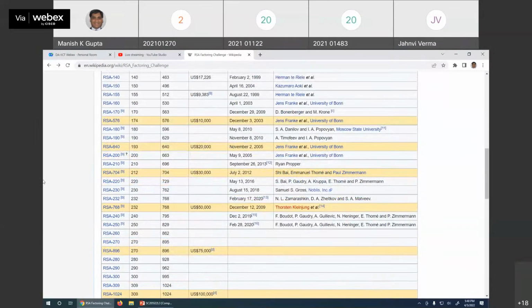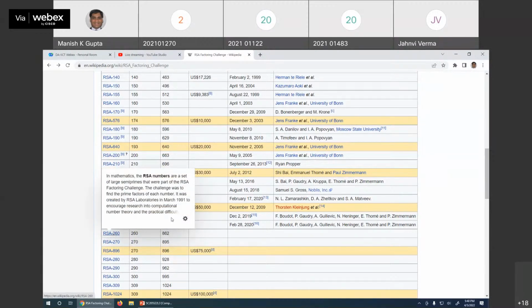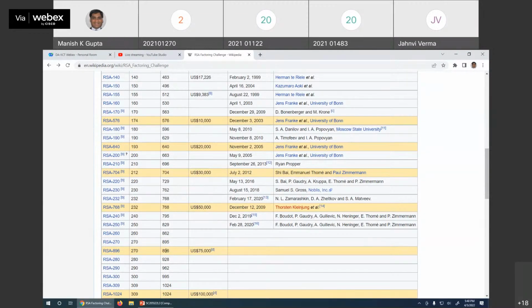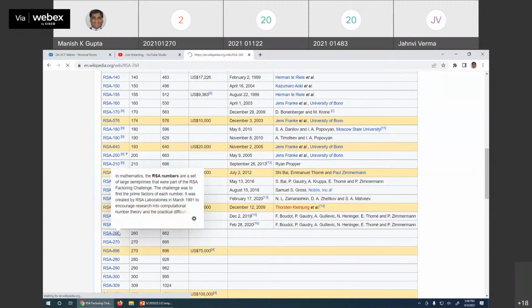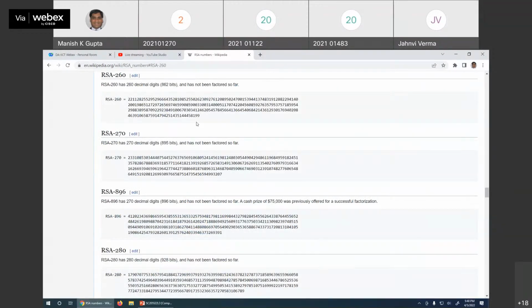Then you see something else. Something else which is not factored is this. This is last updated 2020, February 28. RSA 260 is still not factored, you see. This one. You have to write a small computer program, right? Prime factors. Right? Beautiful challenge.